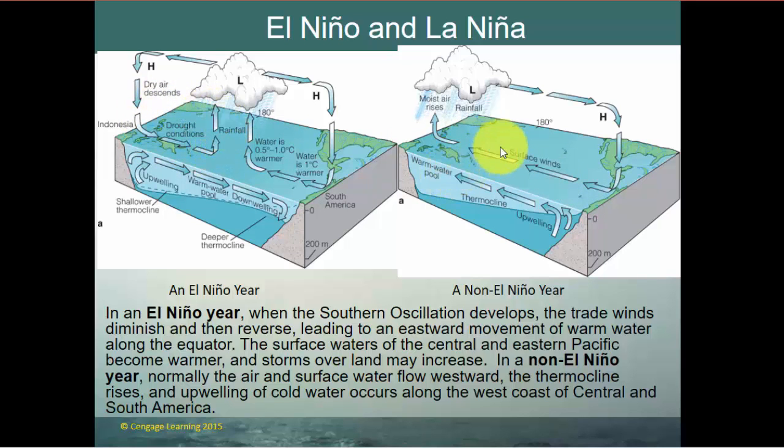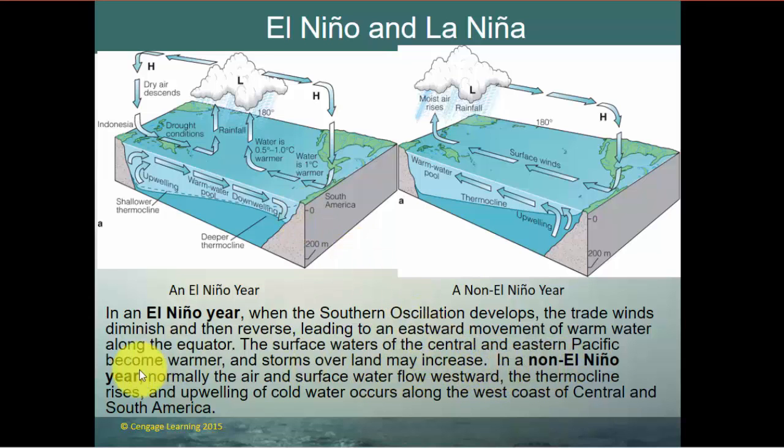And where all the warm water in a non-El Nino year is piled up on the west side of the Pacific with cold water over here, in an El Nino year, because the trade winds flip or reverse, that's the oscillation, the winds blow back down that gradient, and you get much, much warmer water over the central equatorial Pacific Ocean. In an El Nino year, when the southern oscillation develops, the trade winds diminish and then reverse, leading to an eastward movement of warm water along the equator. That is the eastward movement right there of the warm water along the equator. The surface waters of the central and eastern Pacific therefore become warmer, and storms over land may actually increase.